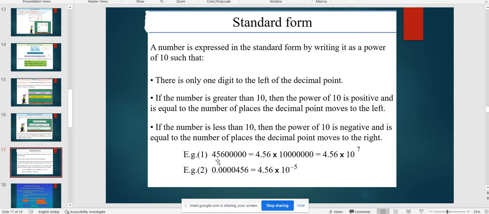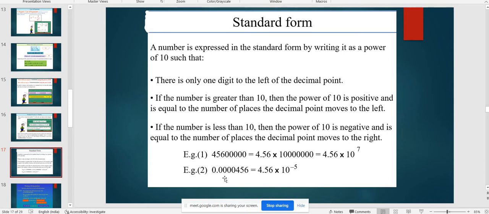Like here, just try to understand. The point is at the end. So how many places do you have to move to make it a standard form? We have to move 7 steps. Just count it: 1, 2, 3, 4, 5, 6, 7. So we can write 4.56. The last 0 is meaningless if we put the point, so we will not write it, into 10 to the power 7.